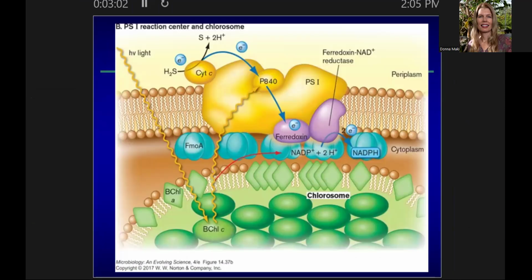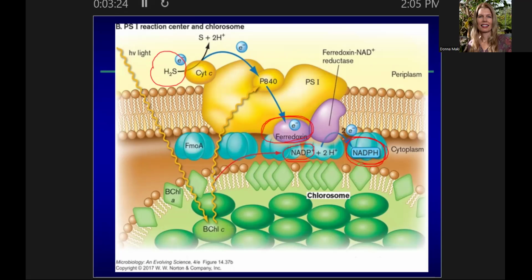Where did it go? Come on. Here's your hydrogen sulfide. And then you follow the blue arrows and you end up at ferredoxin. And then you get NADP plus reduced to NADPH.